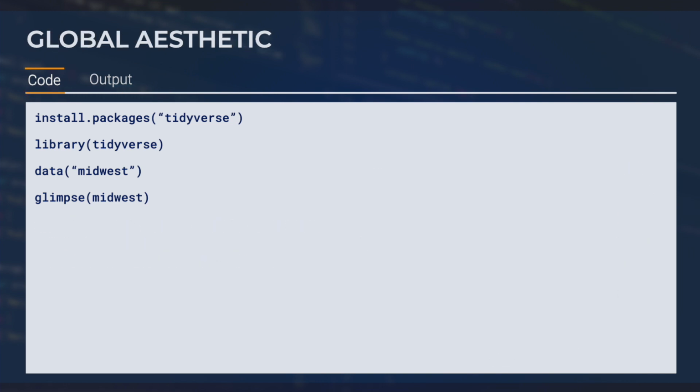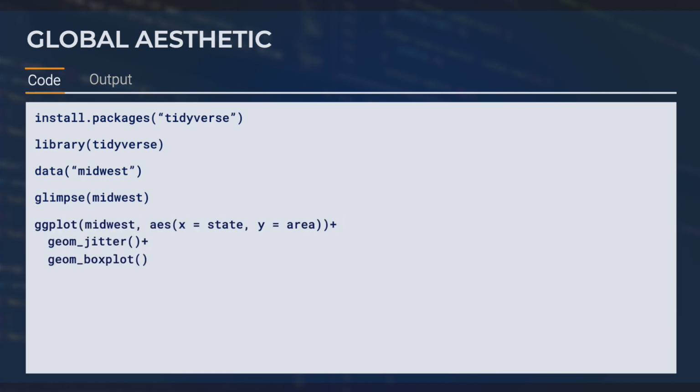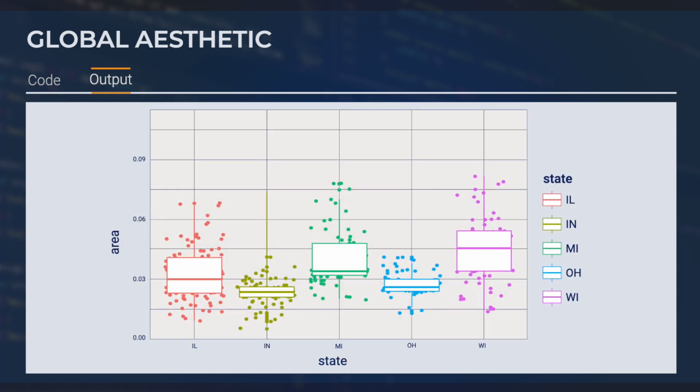For fun, let's compare this with what the graph would look like if we set this aesthetic globally. As you may have expected, now, along with our box plots, all of our points are colored based on state. So now you can use multiple geoms with global and local mappings.